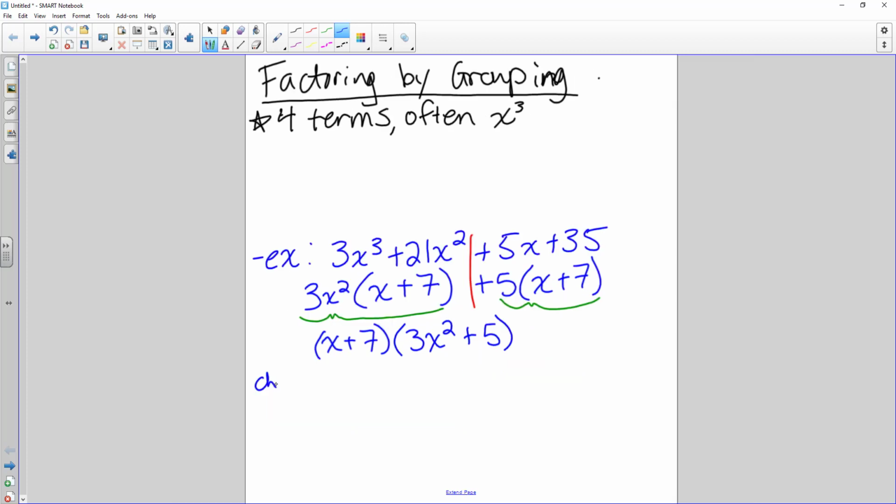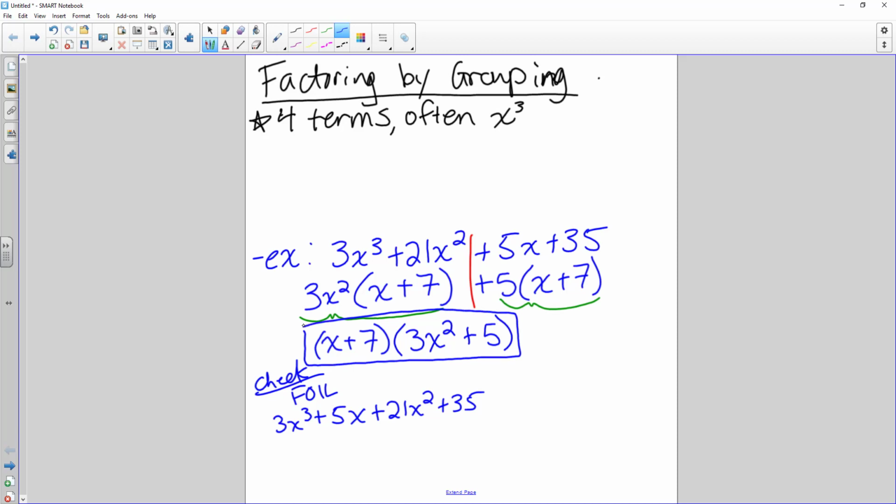Let's check it out by FOILing. So I'm going to have x times 3x squared is 3x cubed. Outer is a plus 5x. Inner plus 21x squared. And then last plus 35. So if I look at my original problem, it's all the same terms. It's a little out of order, the middle 2 terms, but it's all there. It's the same polynomial. So I know I got the right answer.